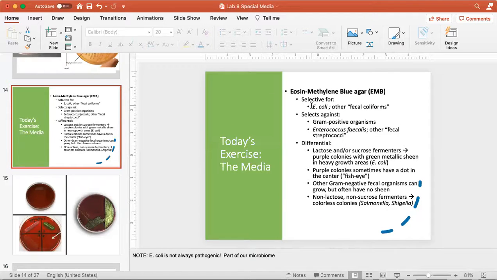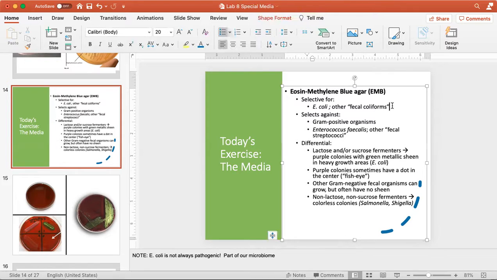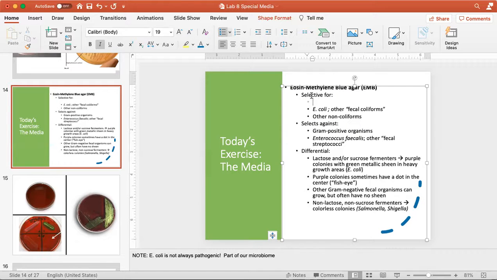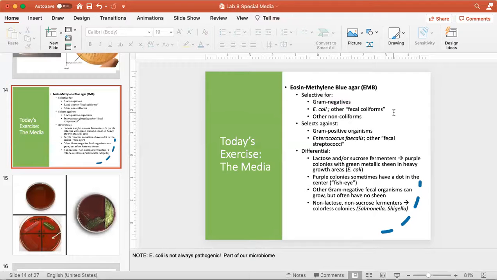Only gram-negatives will grow on EMB, and only these E. coli and fecal coliforms, as well as some other non-coliforms. So I'm going to add some things in here in real time, just so if you go back to this, it will make sense. These are gram-negative organisms, specifically E. coli and other fecal coliforms, as well as some other non-coliforms, as long as they are gram-negatives.